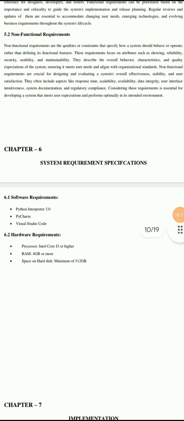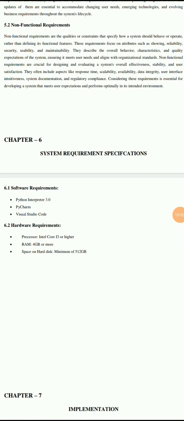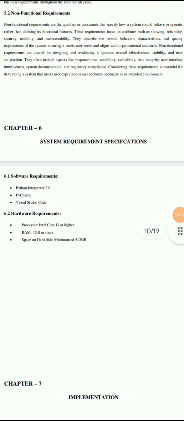Here comes chapter 6, system requirement specifications. In the system requirements specifications, there are two categories. One is software requirements and another one is hardware requirements. In software requirements, I use Python Interpreter 3.0, PyCharm, and Visual Studio Code for programming purposes. In hardware requirements, it requires a processor of Intel Core i3 or higher, RAM of minimum 4 GB or more, and hard disk space of minimum 512 GB.